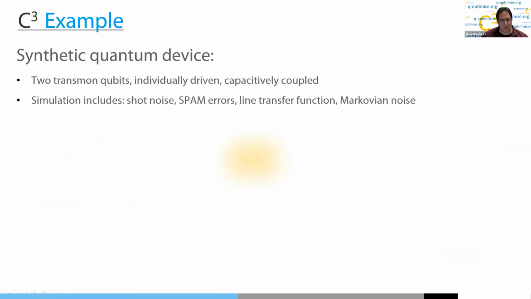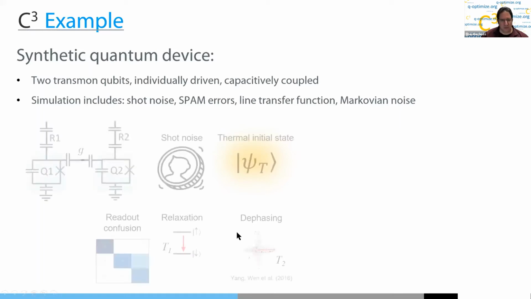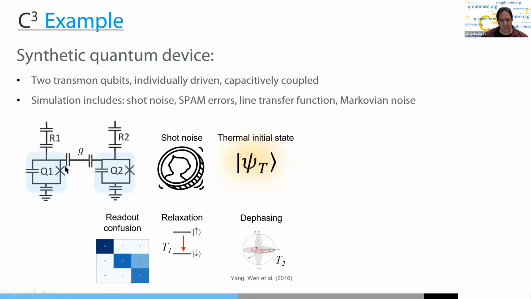Okay. Now, the example I'm going to give is on a synthetic device, meaning we kind of simulate the device we're trying to learn so that we have full control over everything. The device includes 2 transmon qubits, several levels for each. We have the coupling, we have shot noise, we have initial thermal state, we have relaxation, readout confusion matrix, we have dephasing. It's quite a rich model.